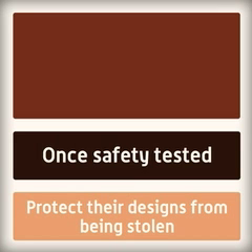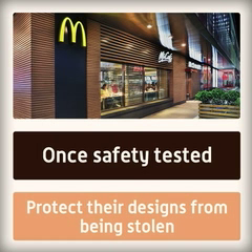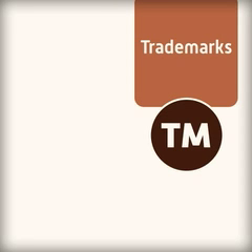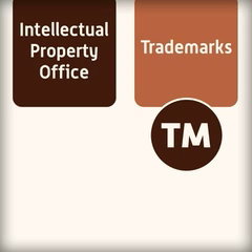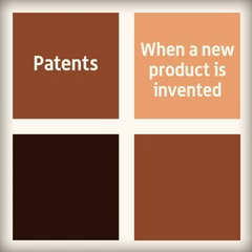Trademarks are distinctive logos, words, or slogans which identify a particular company or products. For example, the Golden Arches and Ronald McDonald represent McDonald's. Trademarks are shown by the trademark symbol, the letters T and M together. When trademarks are registered with the Intellectual Property Office, these are shown with the registered trademark symbol, a letter R in a circle.